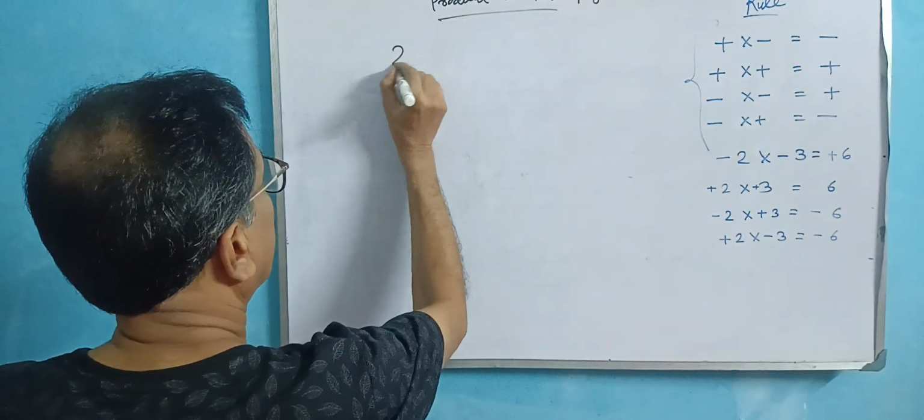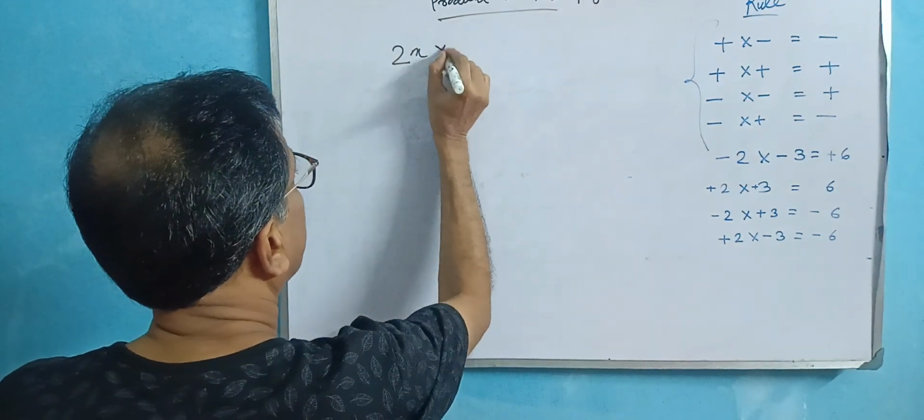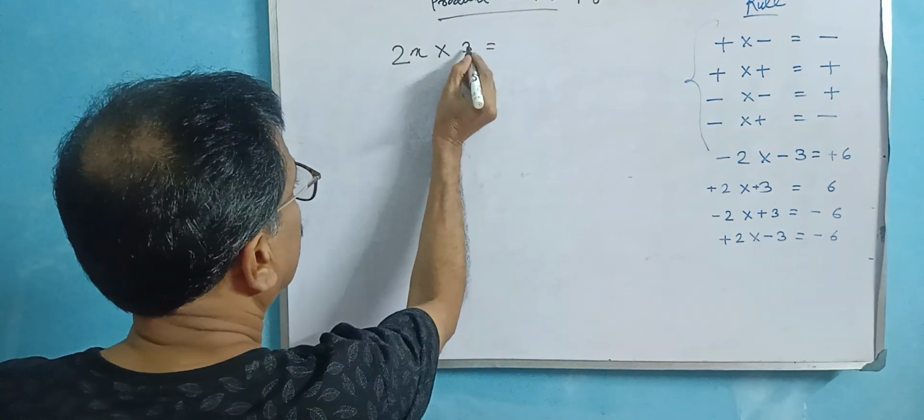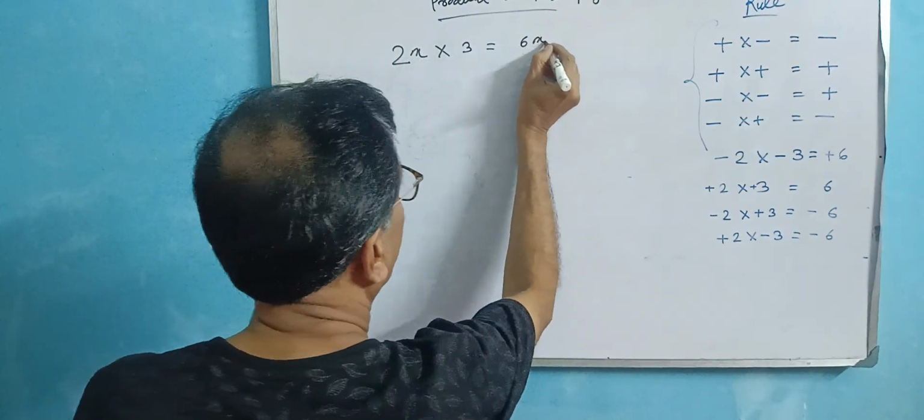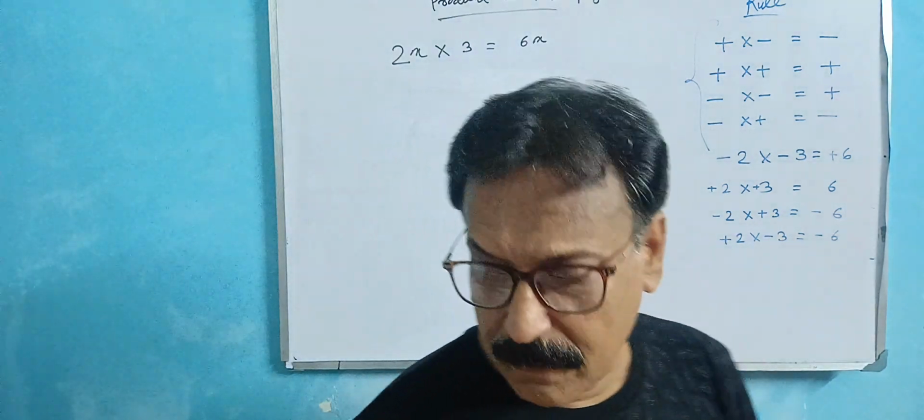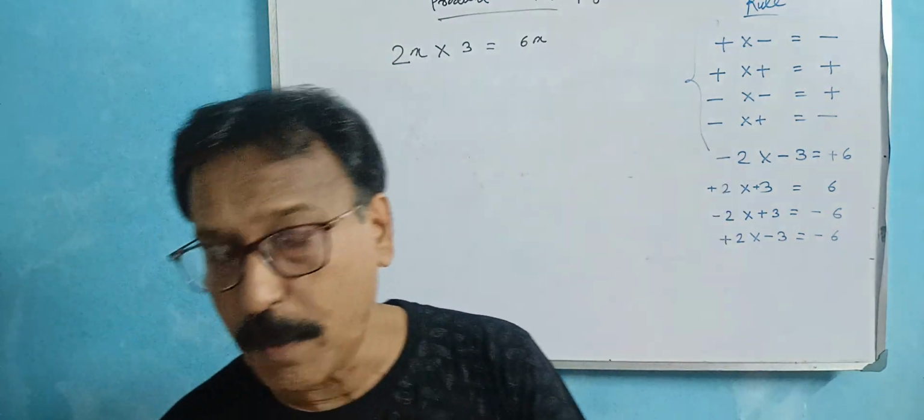Suppose they ask you 2x into 3, what will you write? 6x. Very easy, just multiply in this way.